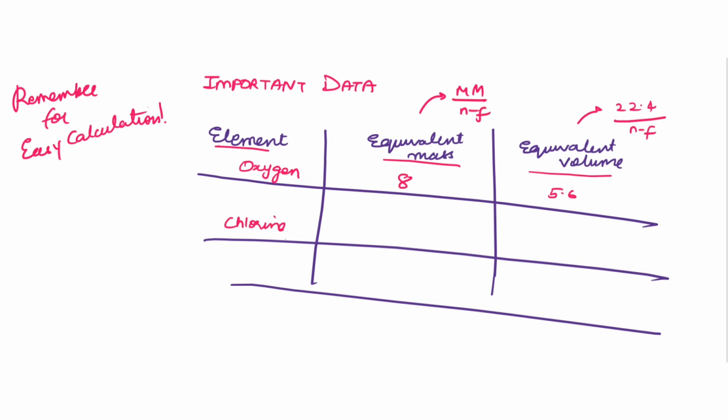Okay. Next element is chlorine. Remember, equivalent mass is 35.5 and equivalent volume is 11.2. Next, hydrogen. Equivalent mass is 1 and equivalent volume is 11.2. So remember, for chlorine and hydrogen, for H and Cl, the equivalent volume is the same, 11.2, and for oxygen it is 5.6. Remember this table. Okay, now let's get back into question solving.